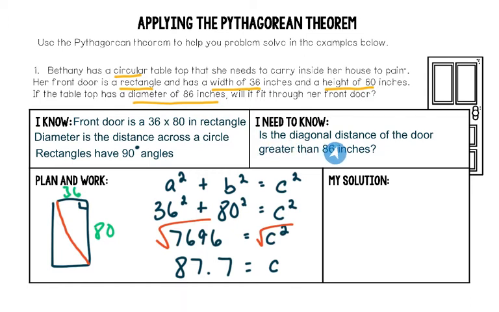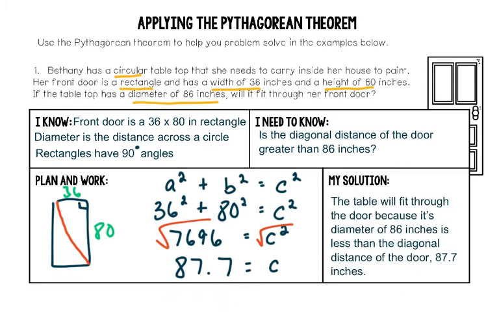I needed to know if the diagonal distance of the door would be greater than 86 inches. It is. And so I know that the table will fit through the door because its diameter of 86 inches is less than the diagonal distance of the door, 87.7 inches.